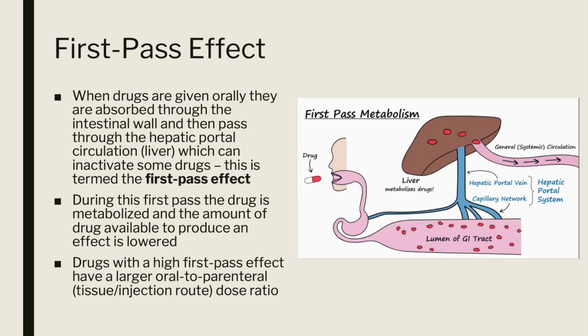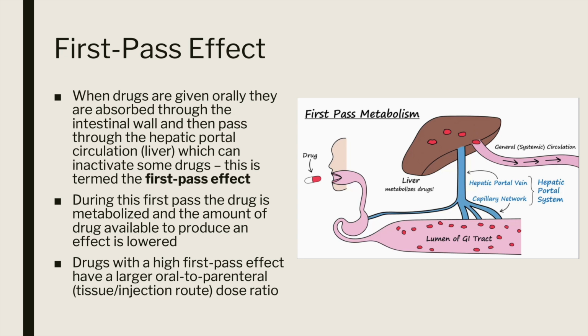All right, the first pass effect. When a drug is given orally, it's absorbed in the intestinal walls and passes through the hepatic portal circulation, which is the liver. This can inactivate some drugs, and when this happens, it's called the first pass effect because it's the first pass through the liver.